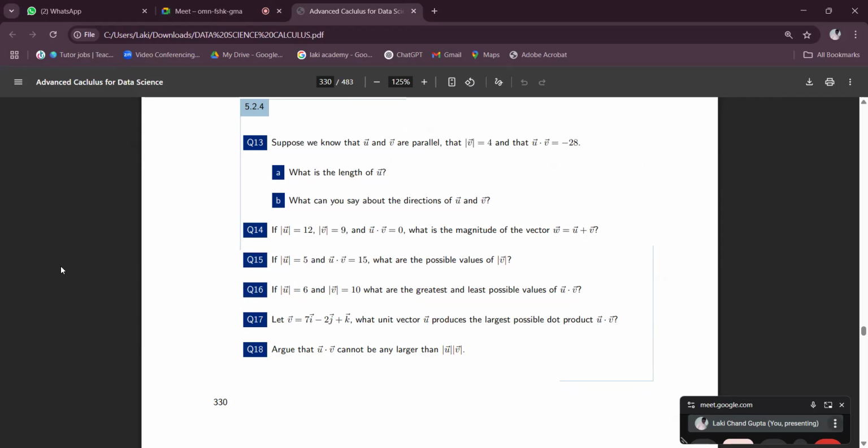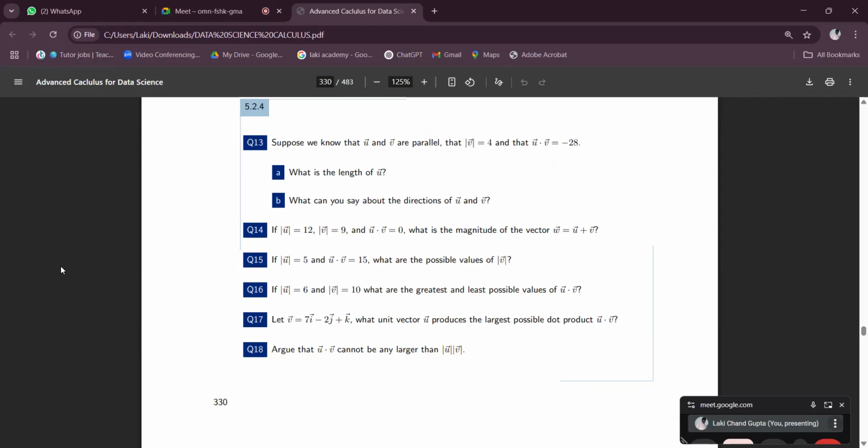Okay. Now can you tell me the value of 16? Greatest and least value means you have to find the range, just like we did in question number 15. Try question number 16. What are the greatest and least possible values for u dot v?